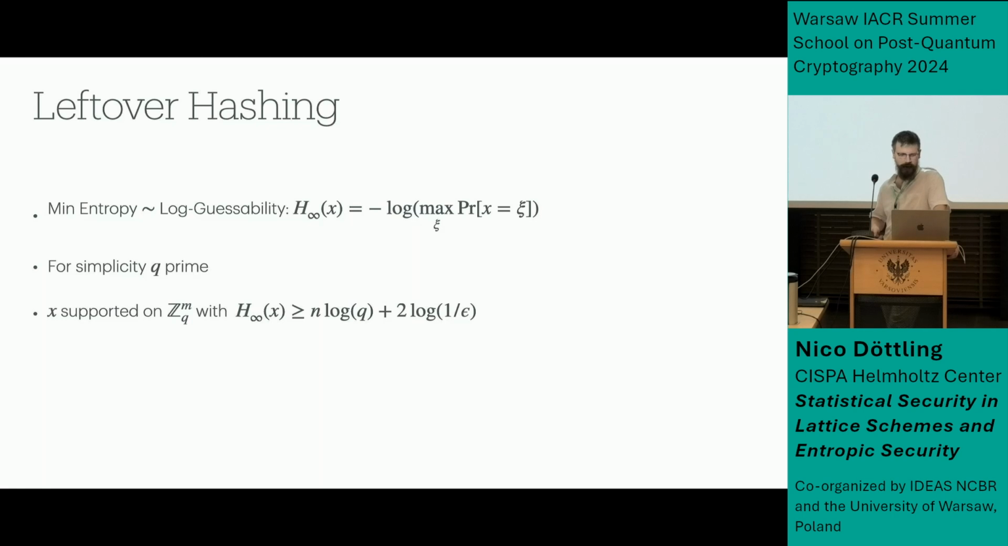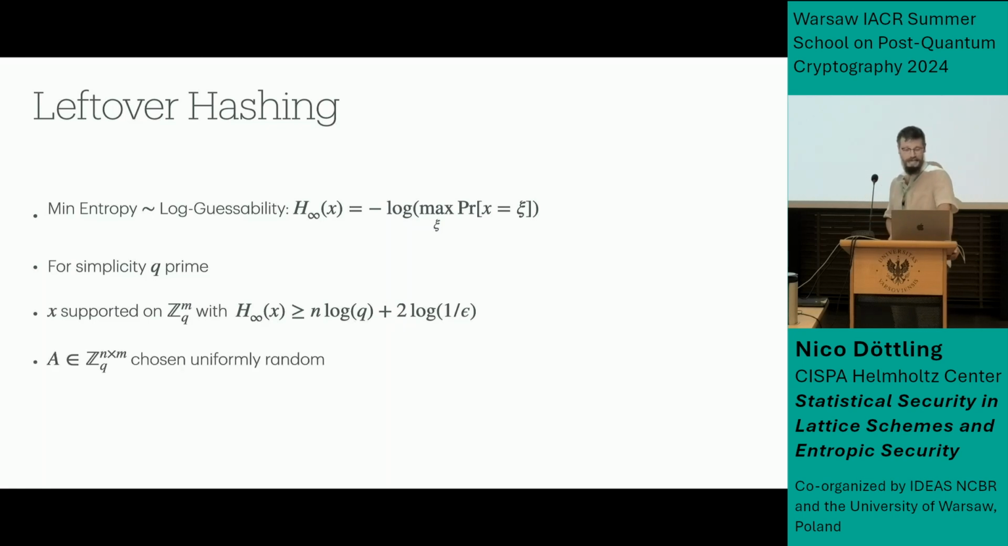And let's say we have a distribution X supported on Z_q^m with the property that its min entropy is bigger than n times log q plus 2 times log 1 over epsilon. Epsilon is just a statistical distance parameter. This can be anything sub-polynomial, so to speak, or anything slightly negligible for this to be useful. And this also holds for conditional min entropy. I only wrote it here with proper min entropy, but this also holds with conditional min entropy.